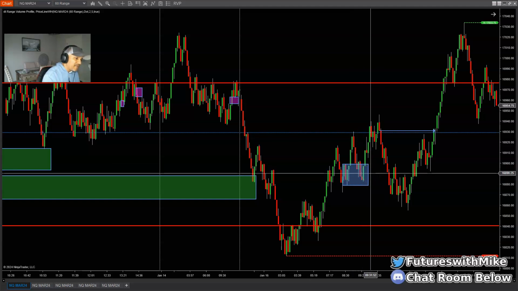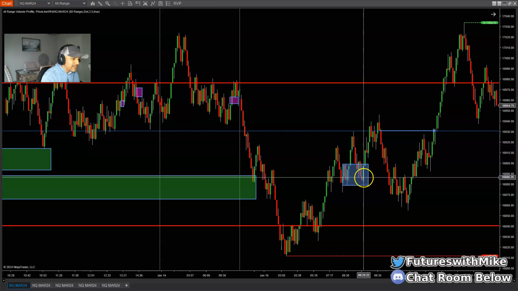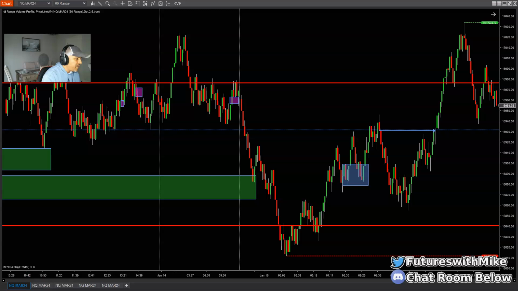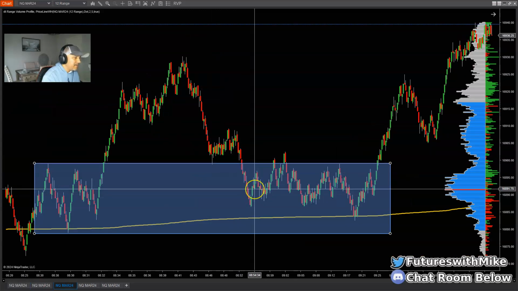Move down to the lower time frame. We're going to go ahead and do that now. So that was right around the opening of the market this morning at 925. Now, when the market comes back to this area, we're down on the 12 range chart here.